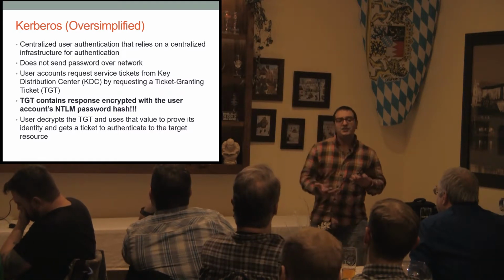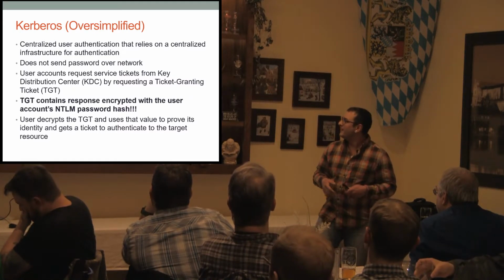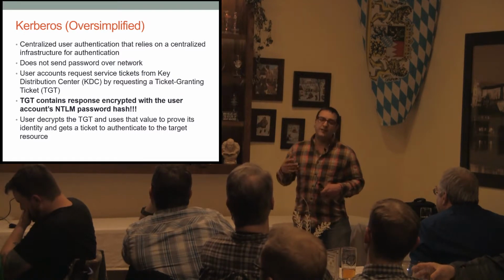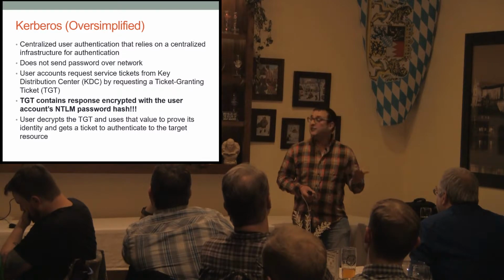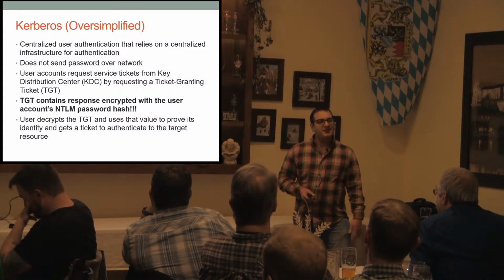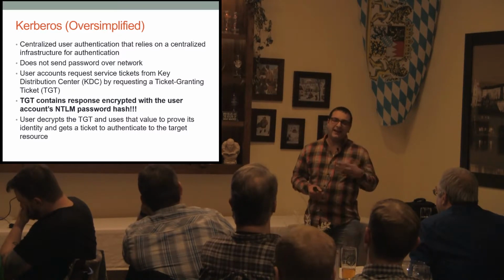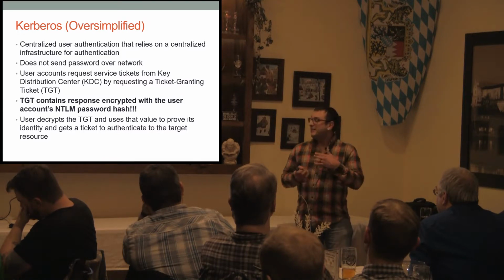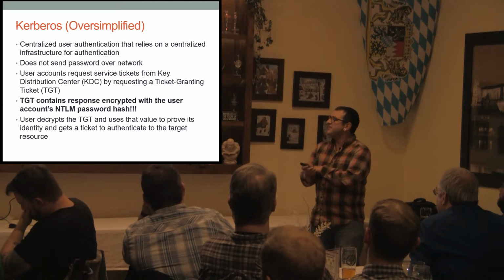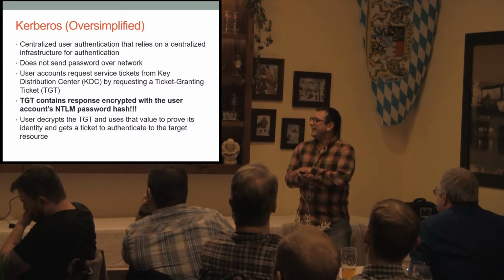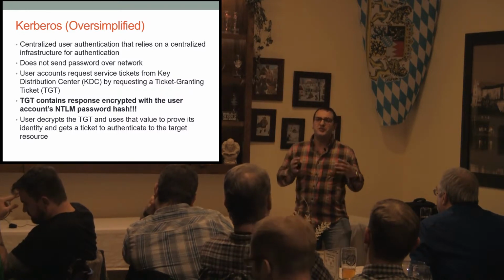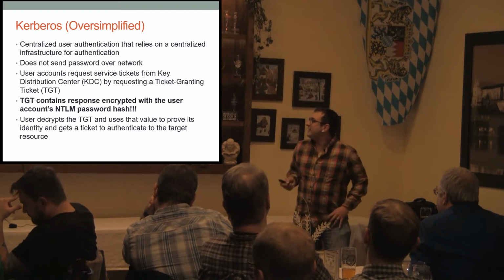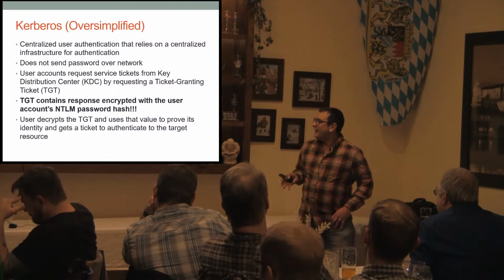And that's actually, in a Windows environment, your domain controller. When I want to authenticate to something, I can go to the key distribution center and say, hey, I would like a ticket granting ticket. And it'll give me this ticket granting ticket. The interesting thing about the ticket granting ticket is that its response contains a portion that's encrypted with the user's NTLM password hash.